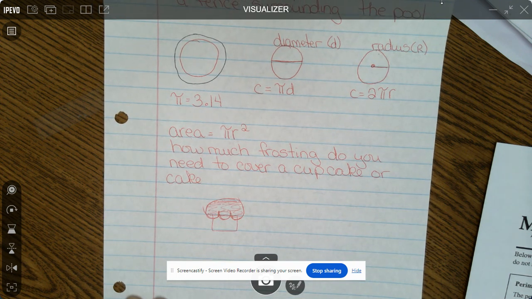With the stuff that we're going to be going into, you aren't necessarily going to be asked in a word problem, what is the area of this? A lot of the time you will be given a scenario, and inside your head you're going to have to say, am I looking at the circumference of something, or am I looking at the area of something?